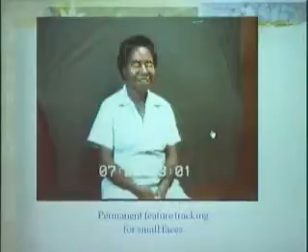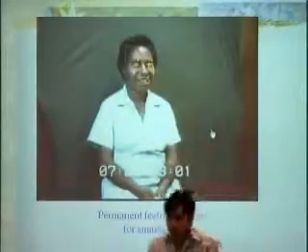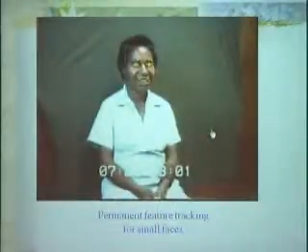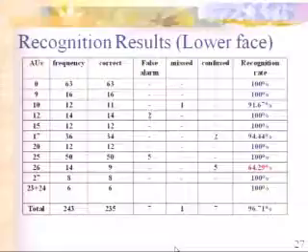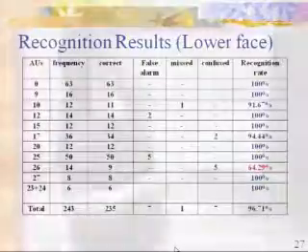For this one, the face region is about 60 by 80. For the previous one, which I shot, it is about 200 by 200 or something like that. Here are the recognition results. For the lower face, we have these action units, and here is how many times we have them in the database.